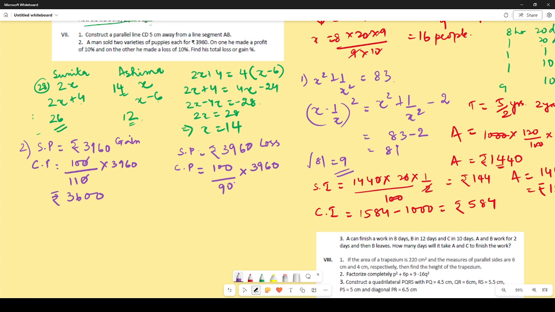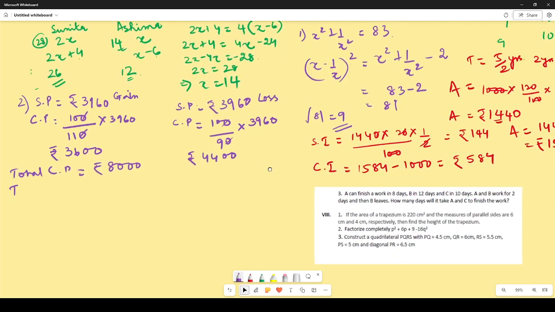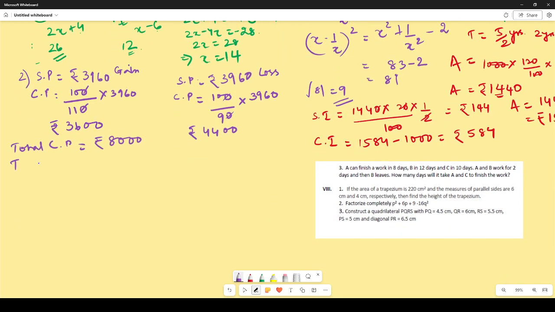When you solve this over here, the CP comes to rupees 4400. When you add both of them up, total CP is what? Rupees 8000, right? When you add the SP, total SP is what? 3960 plus 3960 is rupees 7920. So you can see SP is less than CP. That means there is loss. How much is the loss? Loss is for rupees 80.